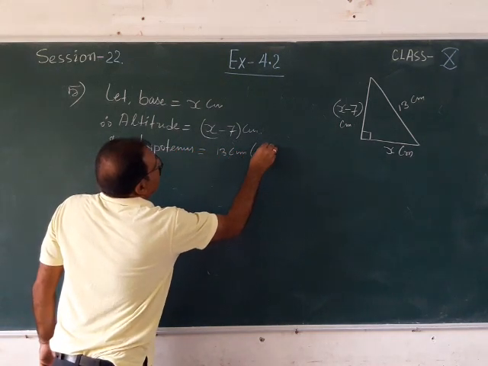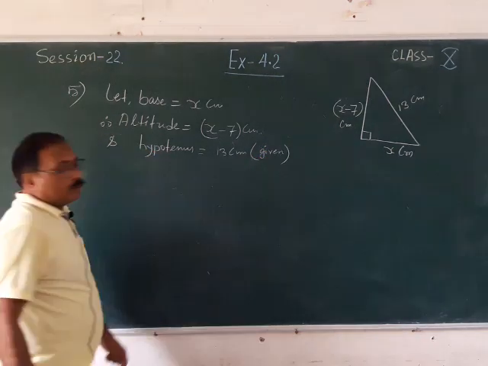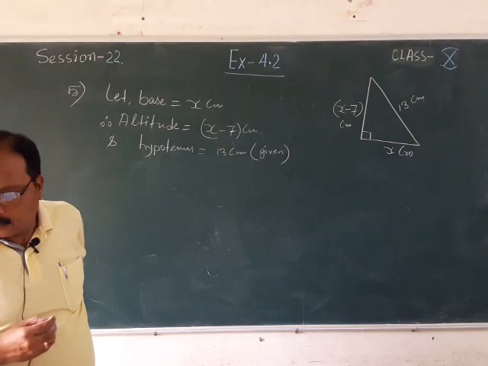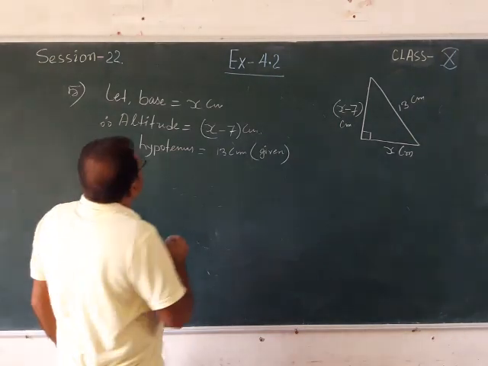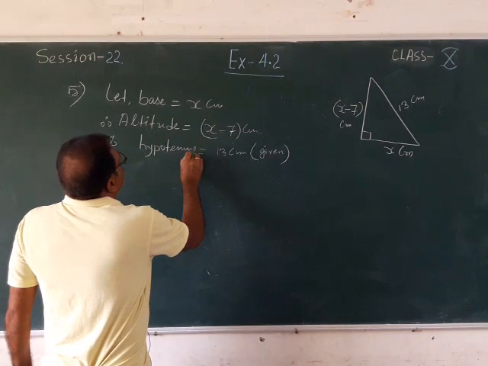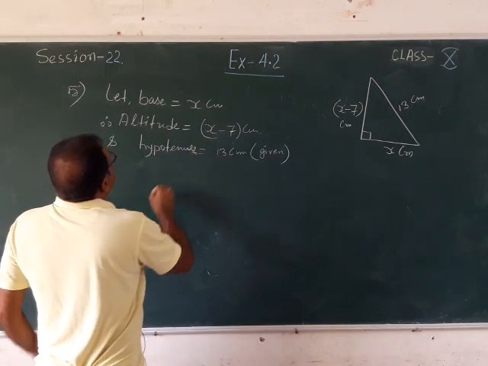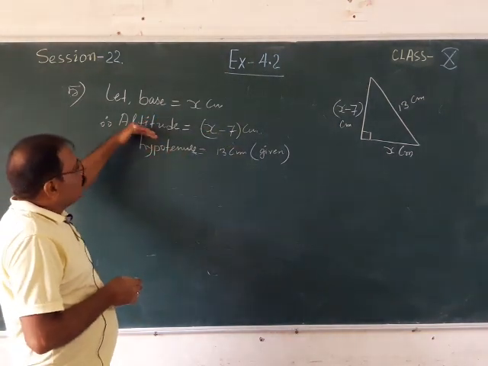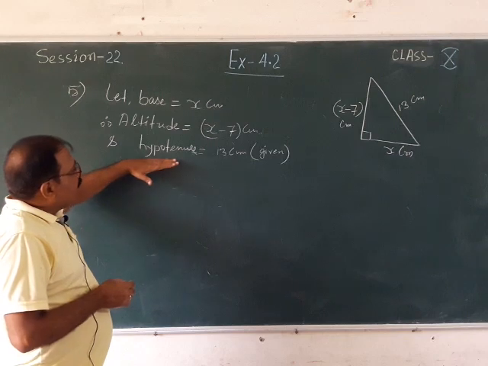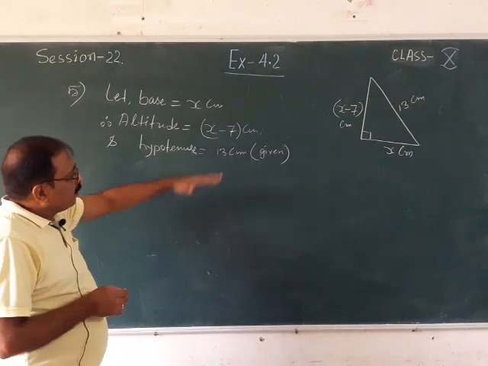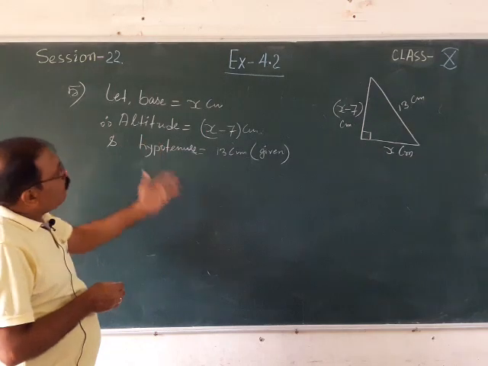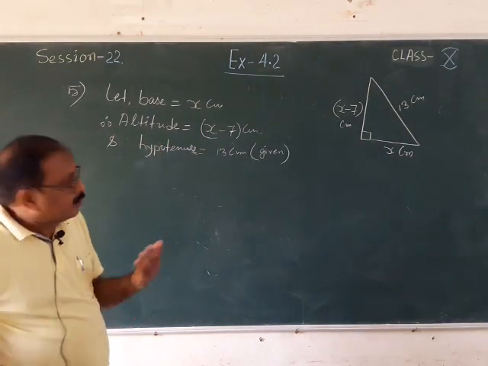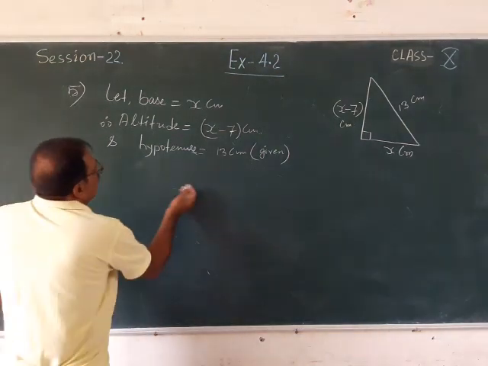It is given in your question. Hypotenuse is given. Base is taken as x centimeter, altitude will be x minus 7 centimeter and hypotenuse will be 13 centimeter. It is given already. Now we need to find the sides of this triangle. So let us see how to do it.